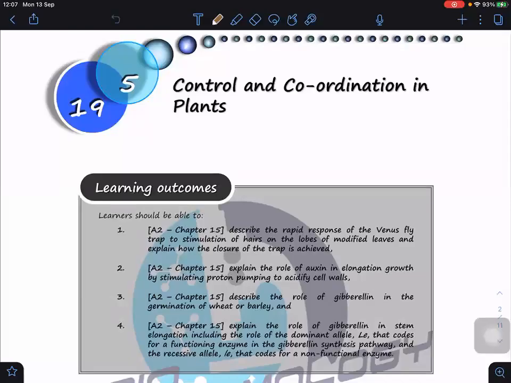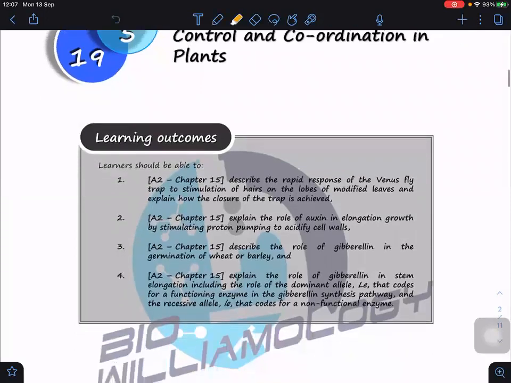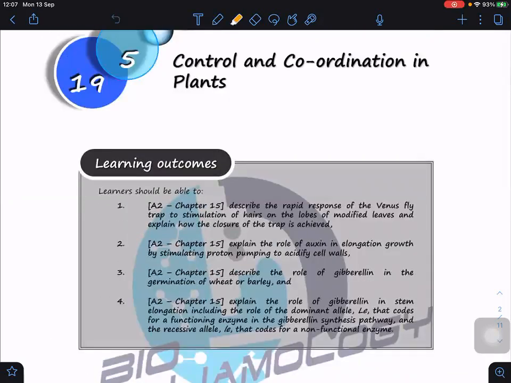So under this topic, what we're going to learn here is we're going to look at two pathways, because when we talk about control and coordination, we have two major pathways in terms of the coordination between the organs. Like what we know, we have the electrical signaling pathway and the chemical signaling pathway. So the same goes for plants.